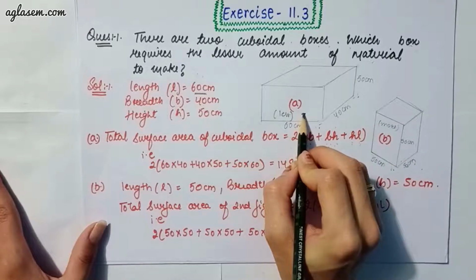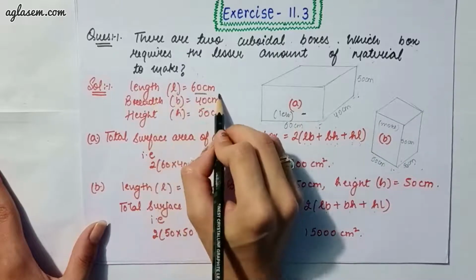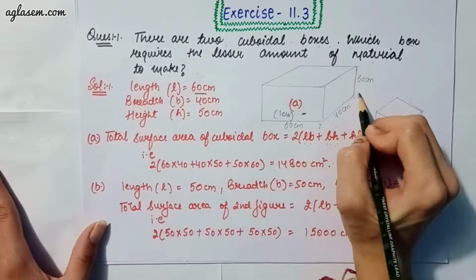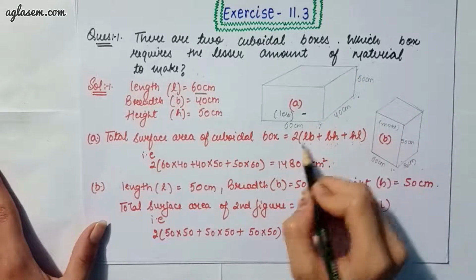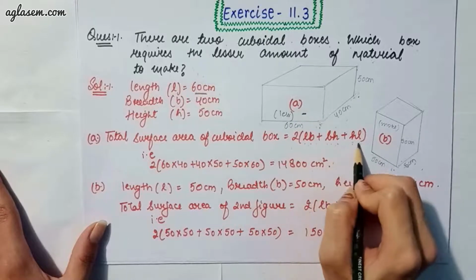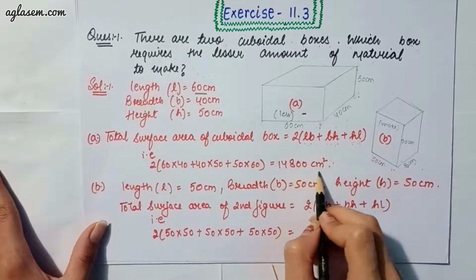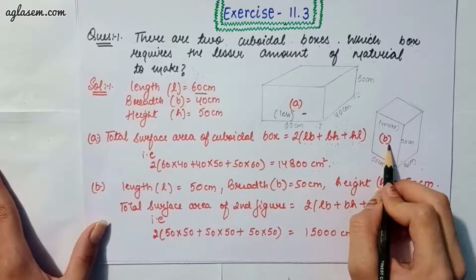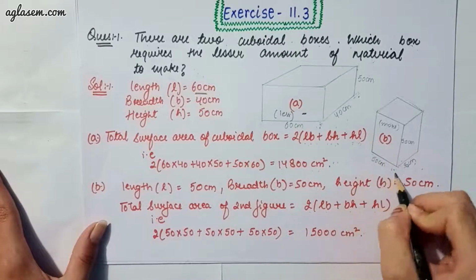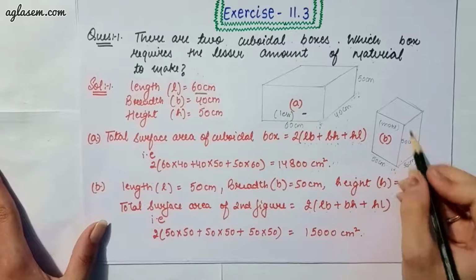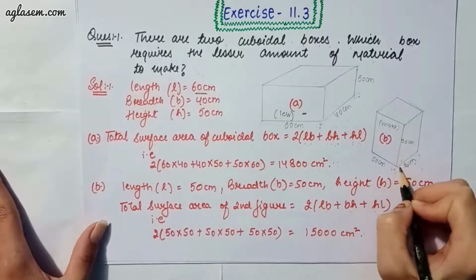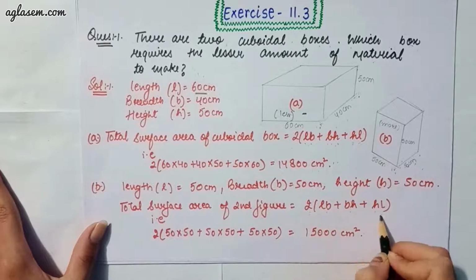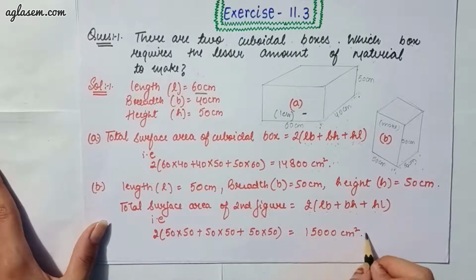By solving the first box, the length is given to us as 60, breadth is 40 and height is 50. By applying the formula, that is 2 into (LB plus BH plus HL), we get 14800 centimeter square. Now solving box B, again length is given as 50, breadth is 50 and height is also 50. By applying the same formula, 2 into (LB plus BH plus HL), we get 15,000 centimeter square.